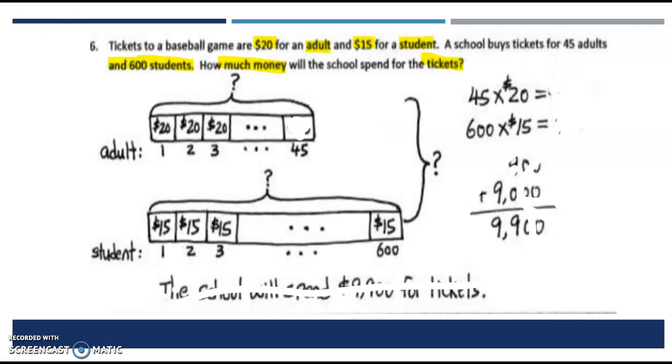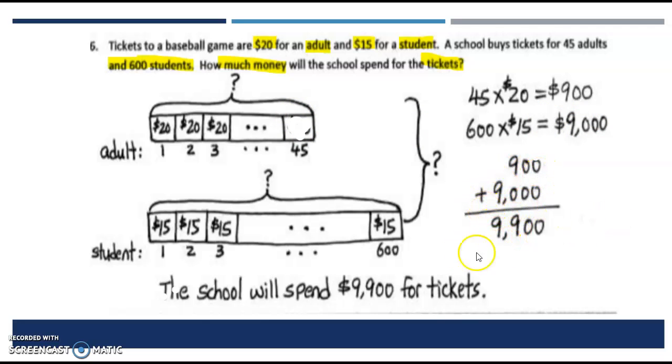Now we're going to do 45 times 20 and figure out what that is, and that is 900. 600 times 15 is 9,000. So that's when we put the 15 and the 20 right in there. Then we figure out 900 plus 9,000 is 9,900. So the school will spend $9,900 for tickets. And that is it.